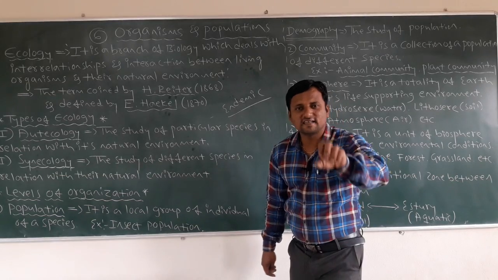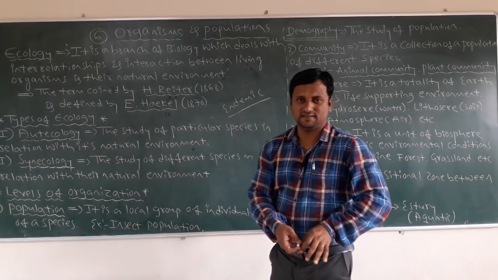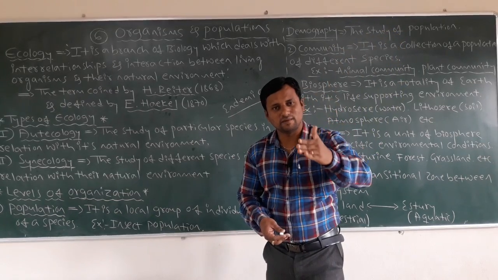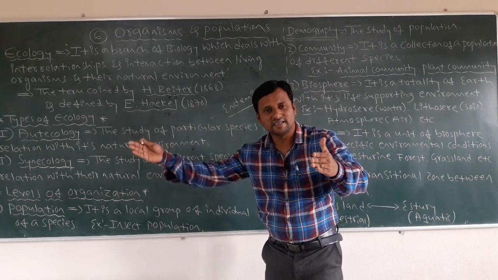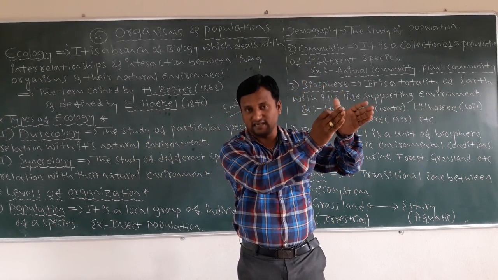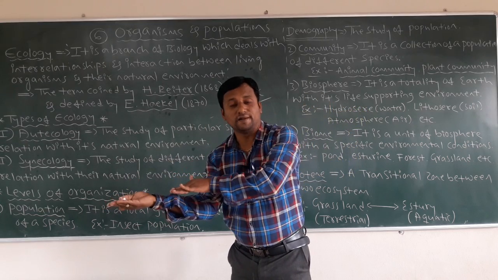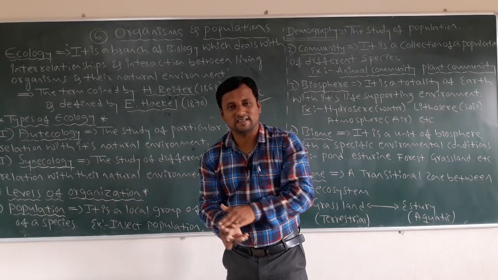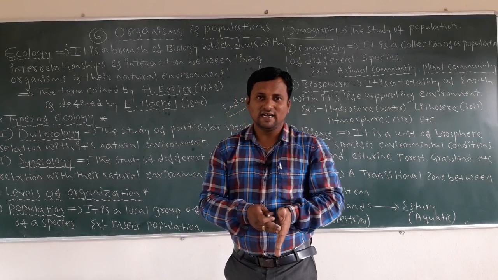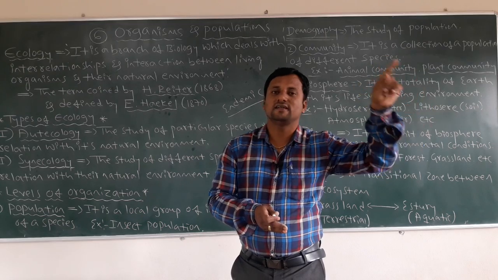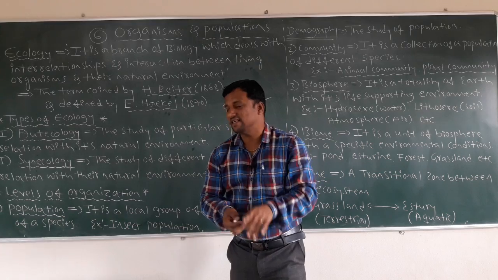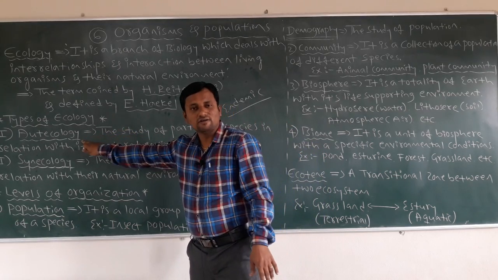Endemic means restricted to a particular place. In ice areas some organisms are restricted, in aquatic areas some organisms, and on land surfaces some organisms are restricted. We do not move an organism from an ice area to temperate or terrestrial areas, because they must be adjusted and adapted to their natural environments. That is why this type of study is called autecology.